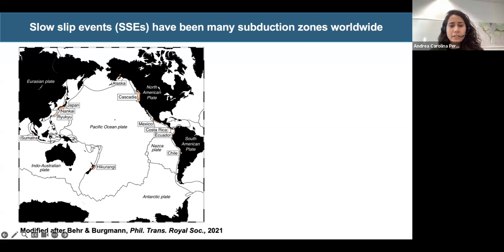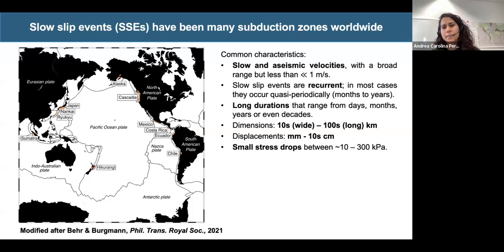So among these different regions, slow slip events share many characteristics. For example, they have slow and aseismic velocities that range from a few orders of magnitude above the plate rate to a few orders of magnitude below seismic speeds. They are recurrent, and in many cases, they occur periodically with periods ranging from months to years. They have long durations, also covering a broad range. And one of the interesting aspects of slow slip is their dimension. They could be tens of kilometers wide and extend for hundreds of kilometers along strike.